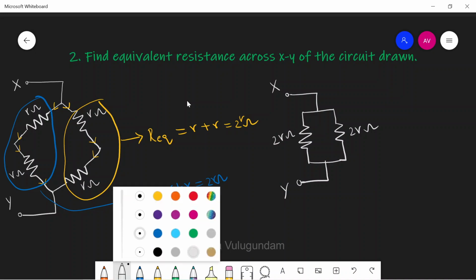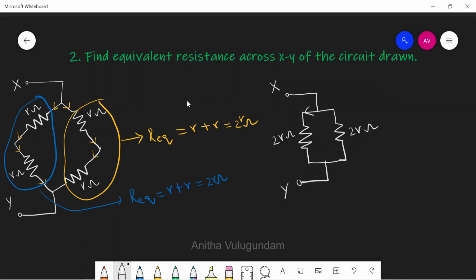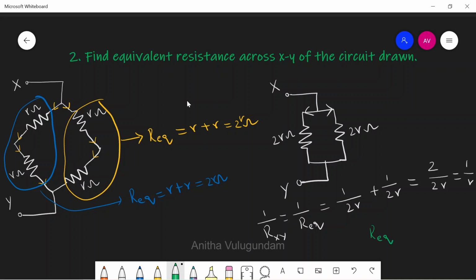Okay. Now we can write, as these two resistors are in parallel, 1 by R equivalent, or 1 by RXY, equal to 1 by 2R plus 1 by 2R, that equals 2 by 2R, that equals 1 by R. Therefore, R equivalent or RXY equals R ohms. This is the final answer.